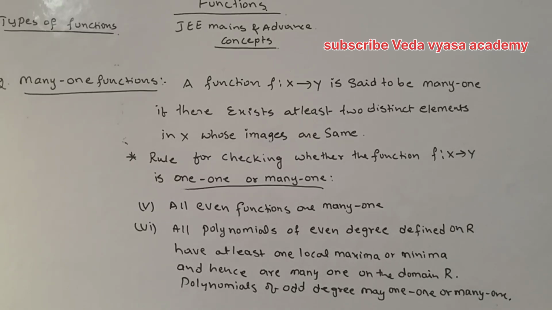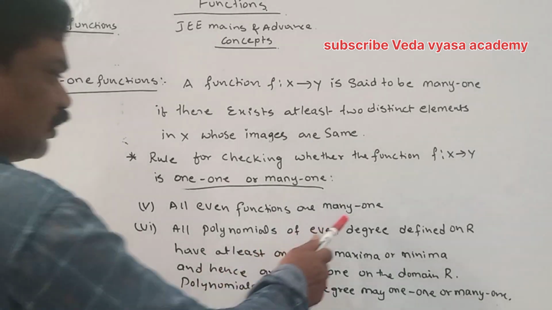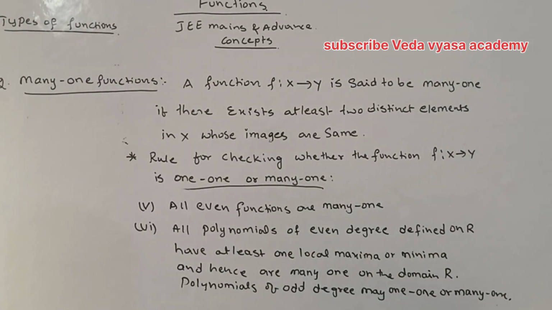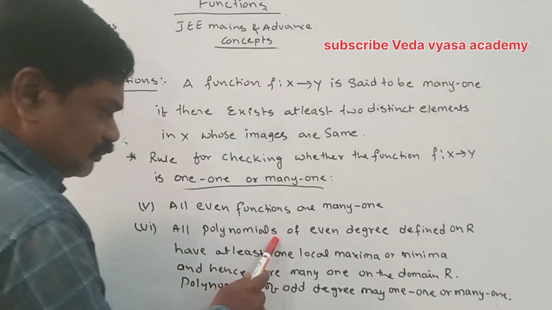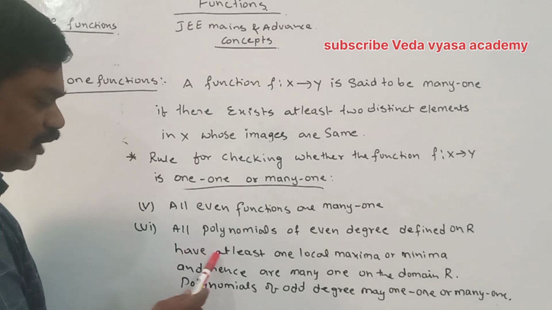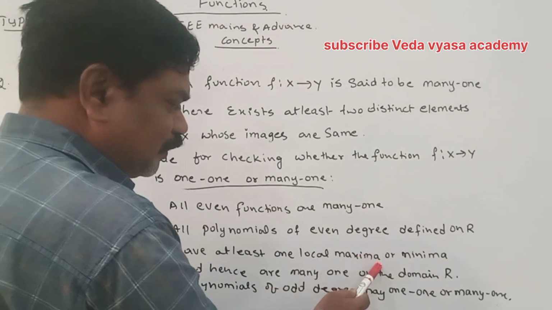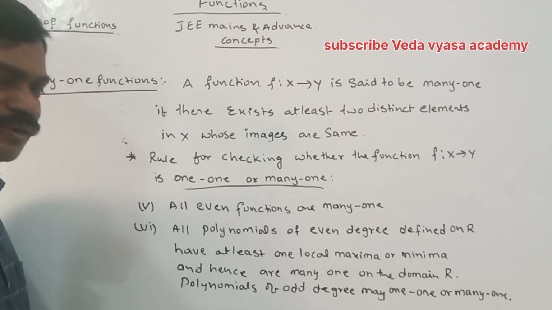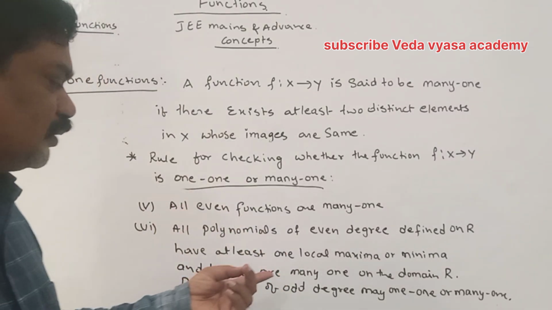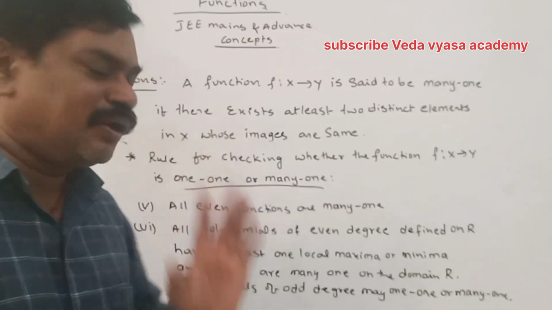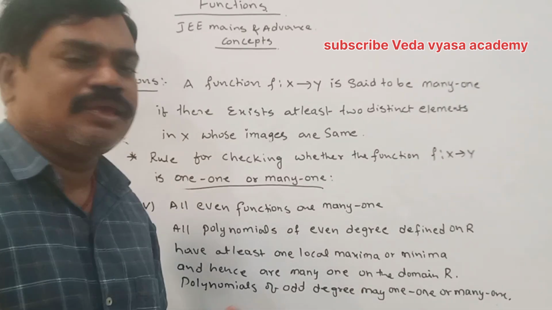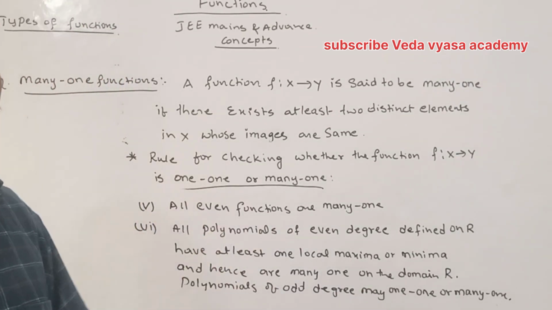Here fifth condition, all even functions are many one functions. All polynomials of even degree defined on R have at least one local maxima or minima. Then it is what? Many one function. And hence many one on the domain R. Polynomials of odd degree functions may be 1 1 or many one.